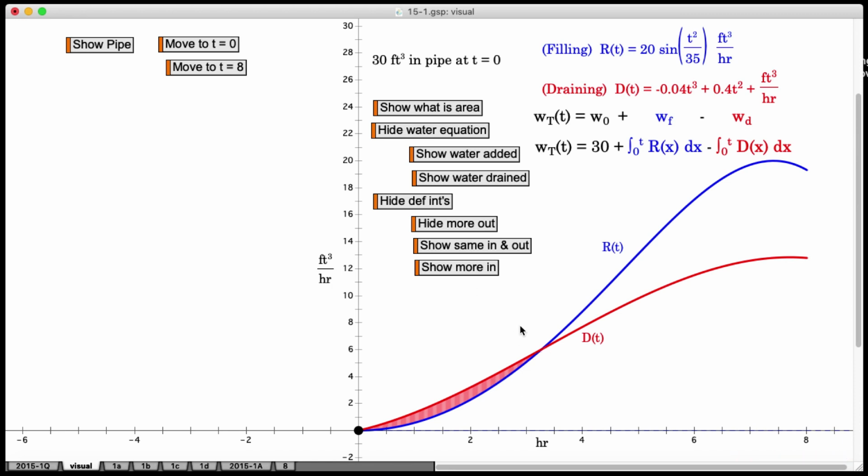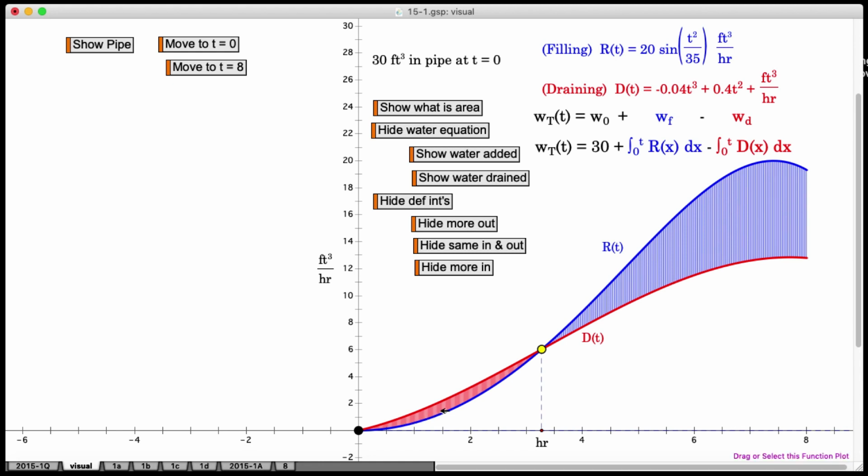And then at this time here, where the two functions are equal, it's going to stop, because the amount of water being drained out is the amount of water coming in at the same time, same rates. And then after that, there's going to be more water flowing into the pipe than coming out. And this is a big chunk here. So this is the area, there's a lot more water coming into the pipe now than there is flowing out.